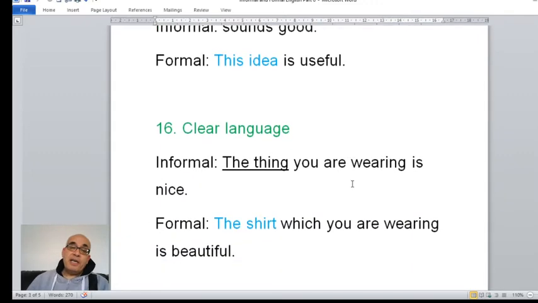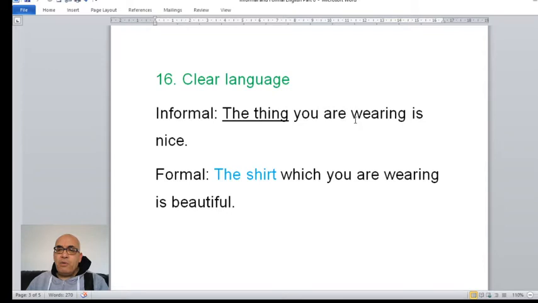Clear language. Again, in formal English, we use clear language. The thing you are wearing is nice. So the word thing is informal. It has no meaning. I don't know. I mean, I can say a sofa is something, a pillow is something, a door is something. So the word thing in English has no meaning. And you understand it maybe from the situation or the context.